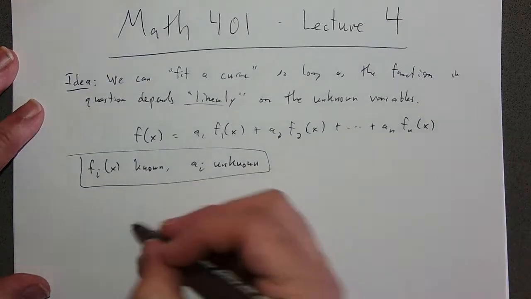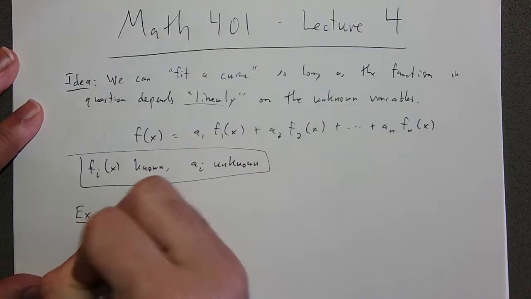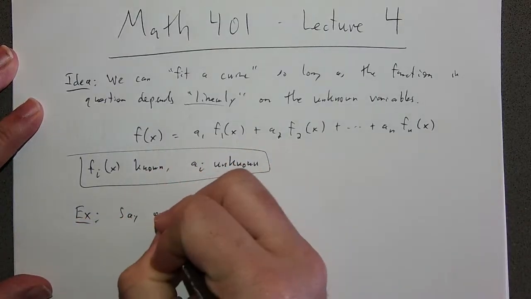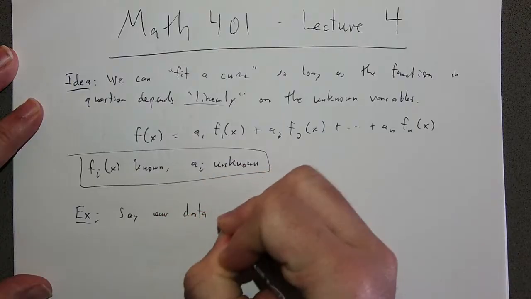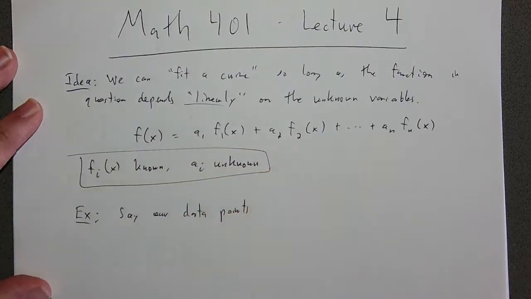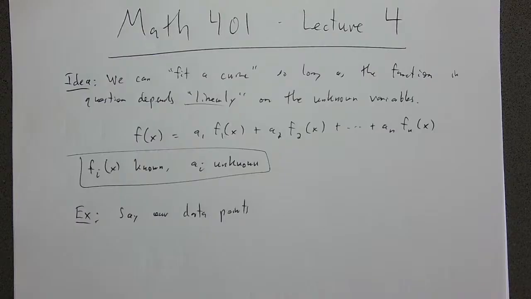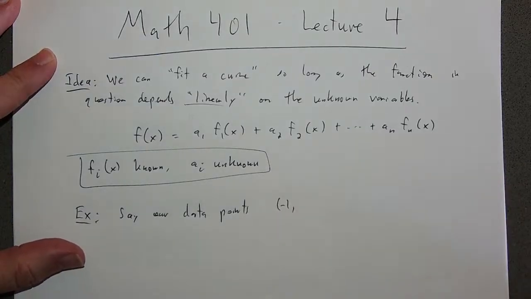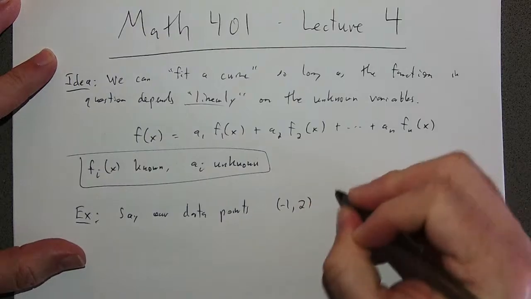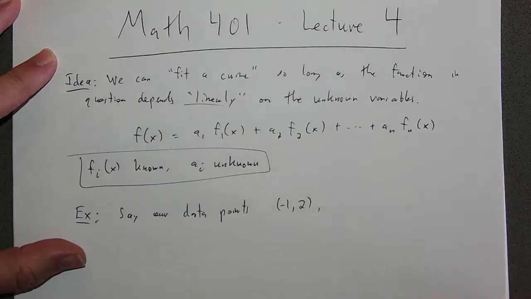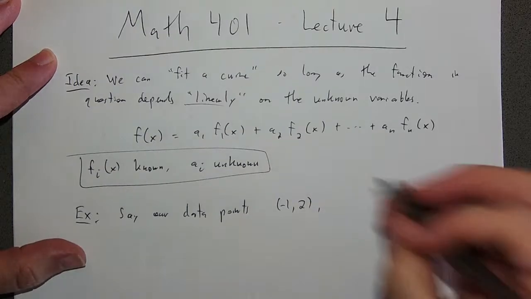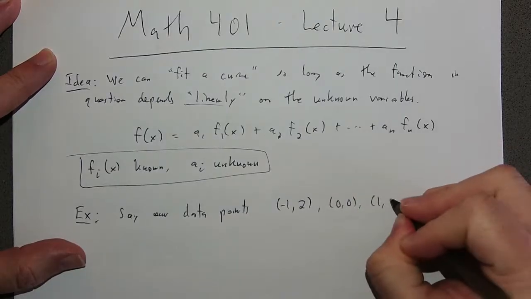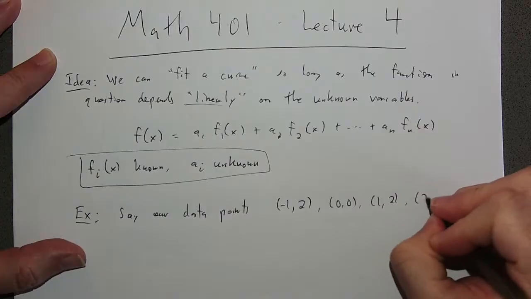So let's do an example. Let's say that we have data points. Again, in practice, you would have hundreds or thousands of data points, not just 4, but this is so that I don't have to plot thousands of points by hand. Say our data points are -1, 2, 0, 0, 1, 2, and 2, 3.